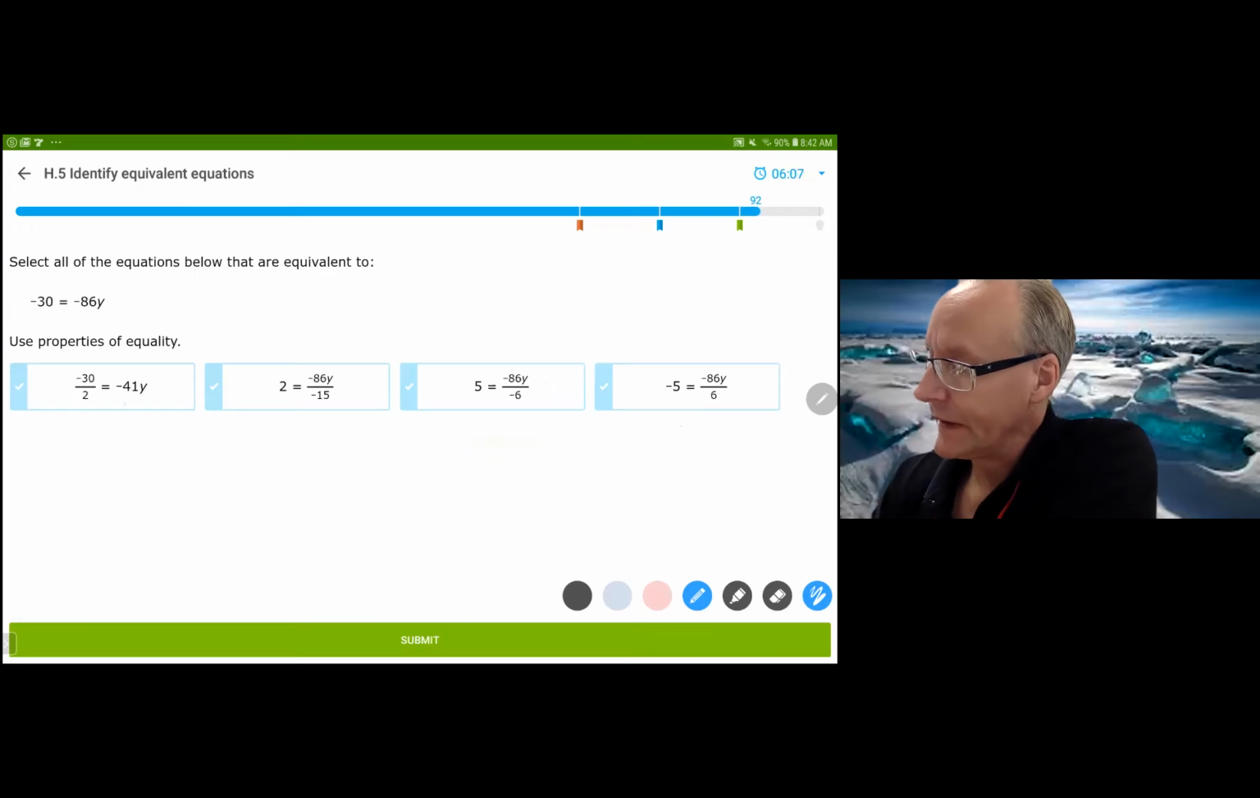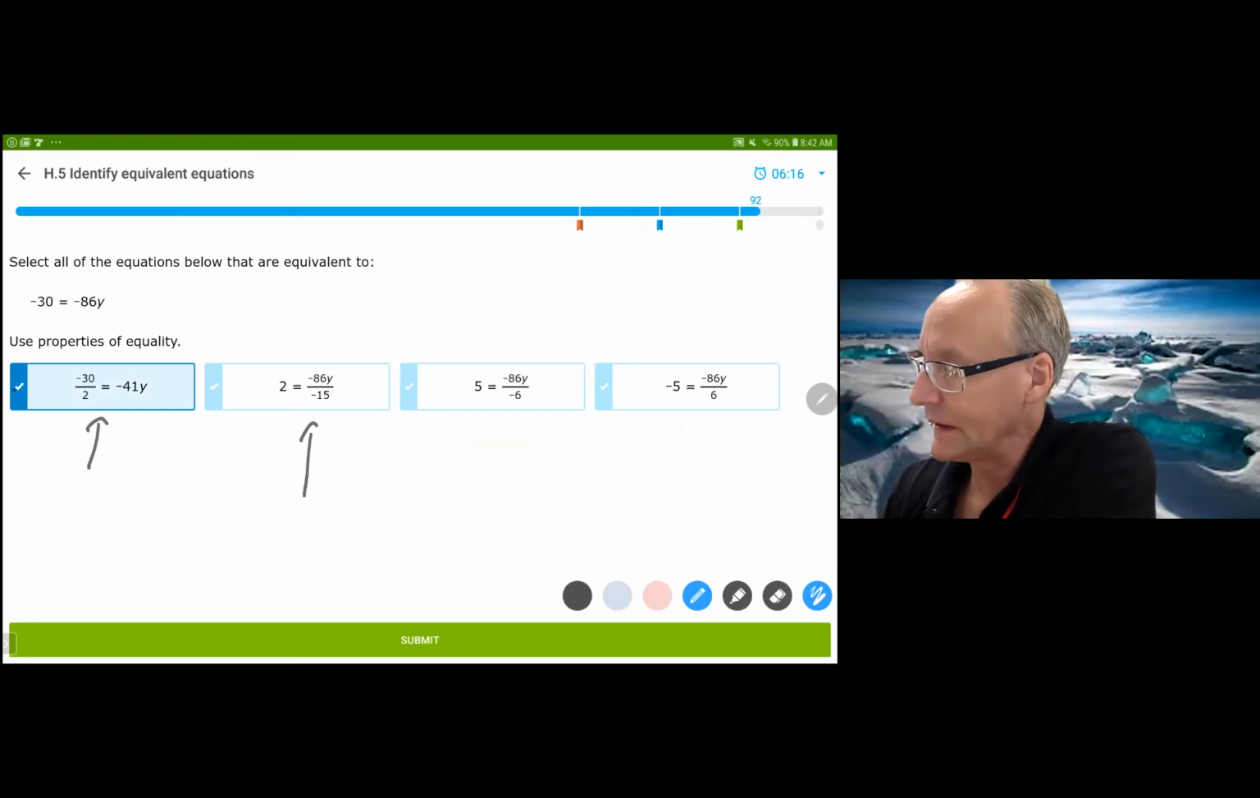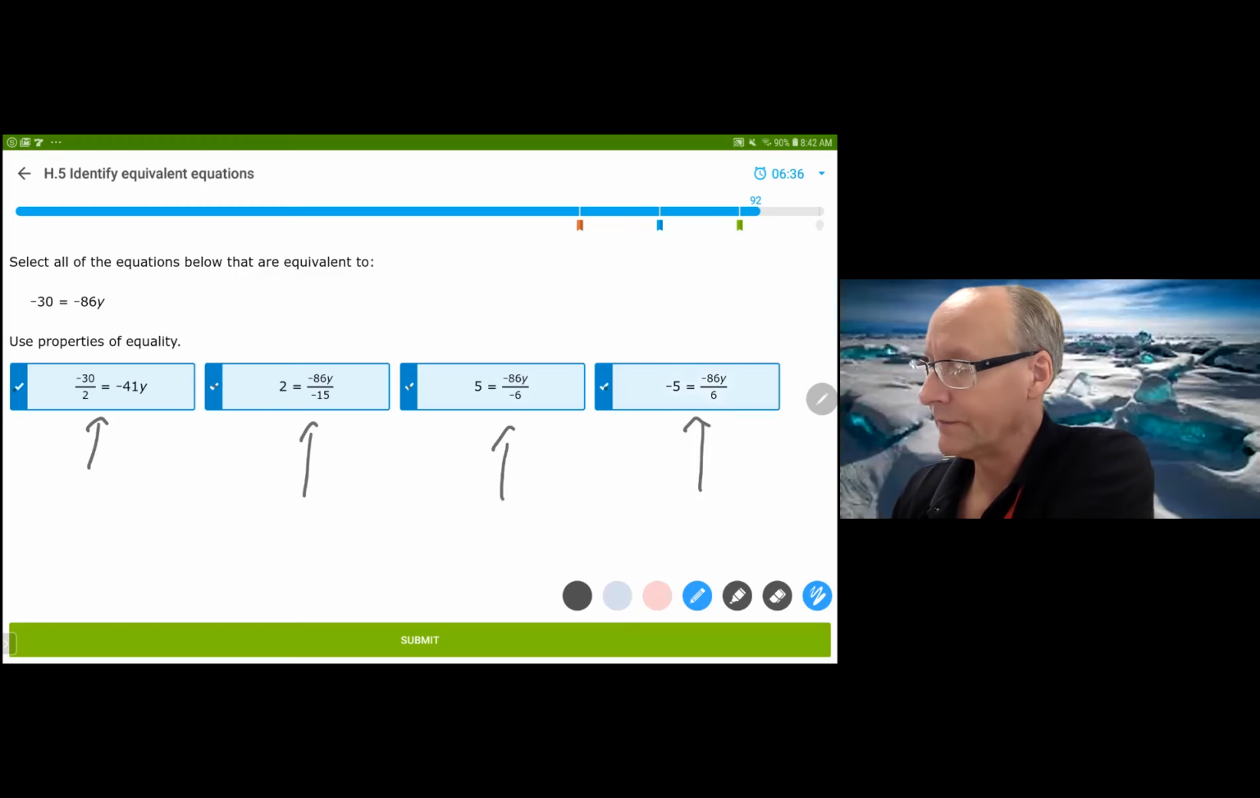In this first one, we divided by 2 on the left and divided by 2 on the right. In this one, we divided by negative 15 on the right and negative 15 on the left. In the third one, we divided by negative 6 on both sides, which we did. And in this last one, we divided by positive 6 on both sides. So all of these are true.